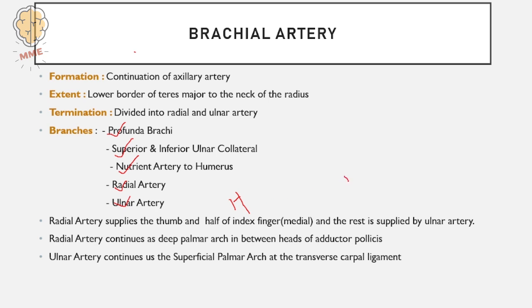And the rest is supplied by the ulnar artery. So, ulnar artery supplies how many fingers? It supplies the 3.5 fingers. And radial artery continues as deep palmar arch in between the heads of adductor pollicis. In between the heads of adductor pollicis. Now ulnar artery. Ulnar artery continues as superficial palmar arch at the transverse carpal ligament. Remember this, transverse carpal ligament.